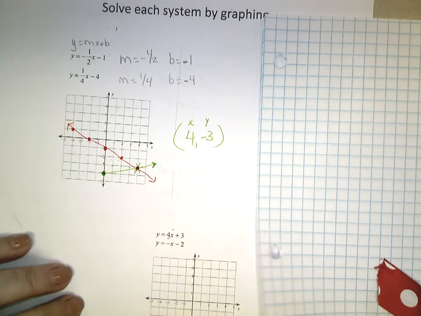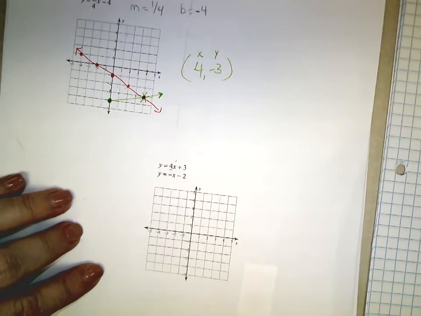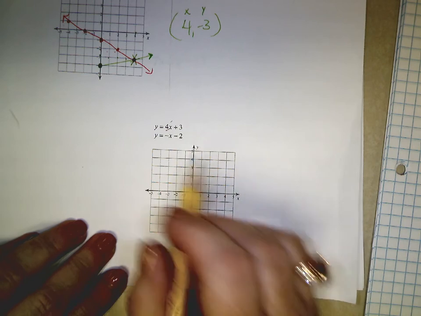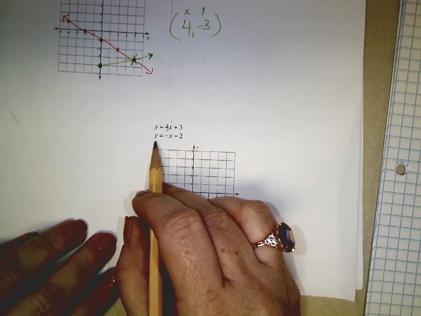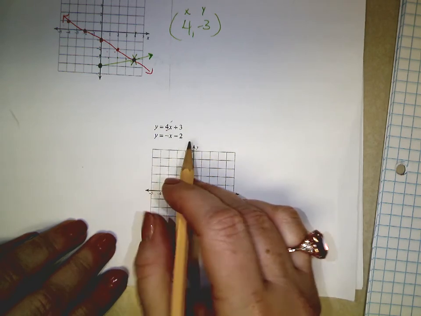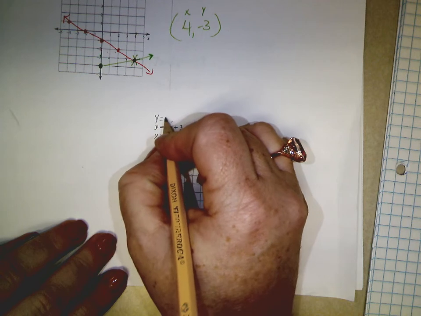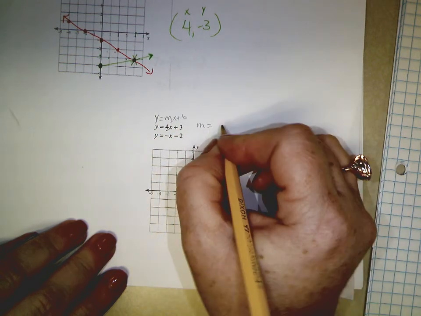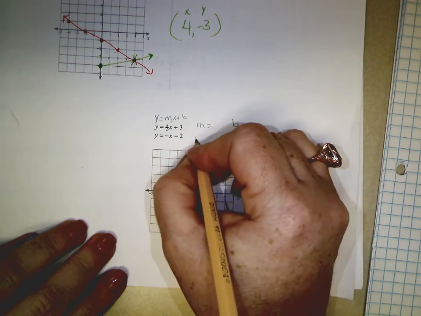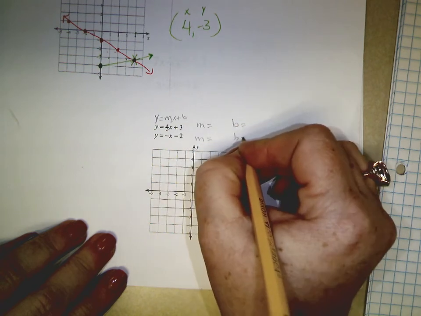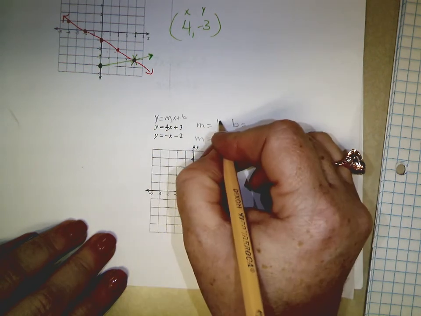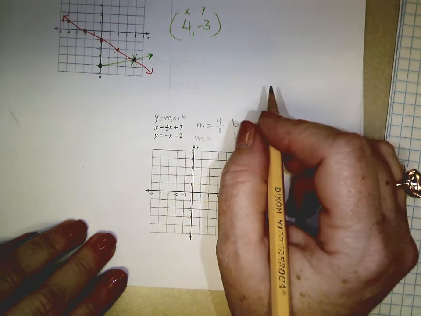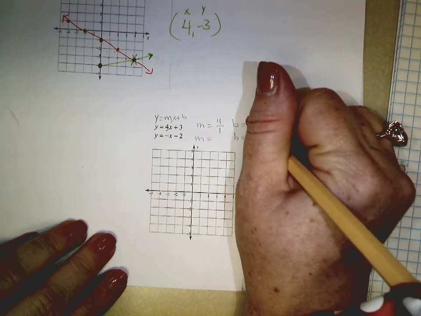Okay, let's look at the next one. Same scenario. We have y equals 4x plus 3 and y equals negative x minus 2. We need to make sure that it is in slope-intercept form, and they both are. And then we need to identify our slope and our y-intercept for both equations. In our first equation, the slope is 4, but if we want rise over run, we'd put that over 1. And then our y-intercept is 3.